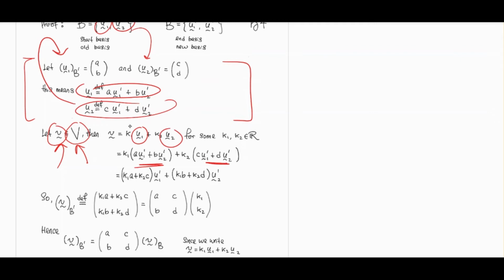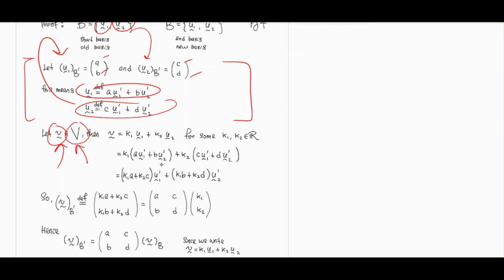So k1, k2 are numbers, and all those a, b, c, d are also numbers. So you can regroup all these numbers. You multiply and redistribute. These are all numbers now. So you have a whole bunch of scalar multiplying u1 prime, and a whole bunch of scalar multiplying u2 prime.